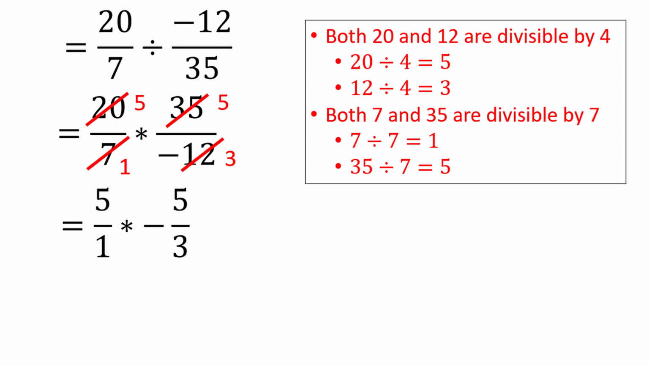Multiplying our numerators and denominators together, we get -25/3, which is in simplest form.